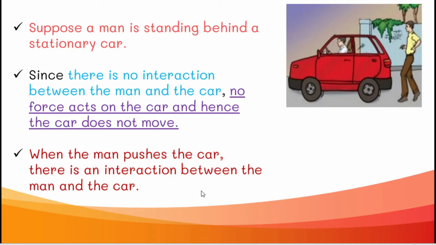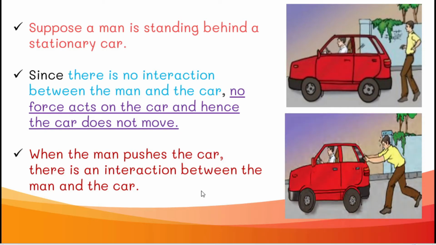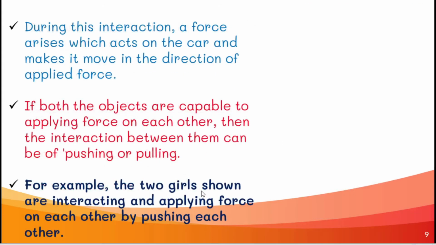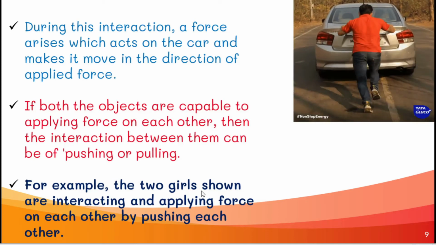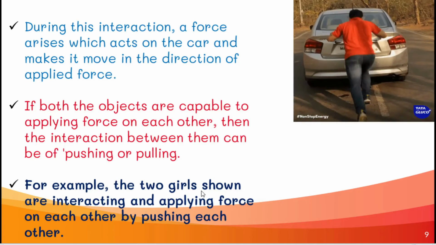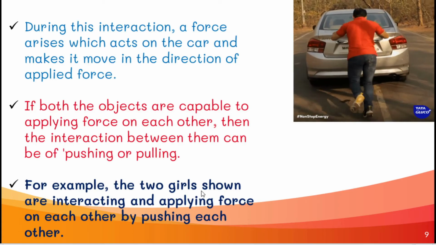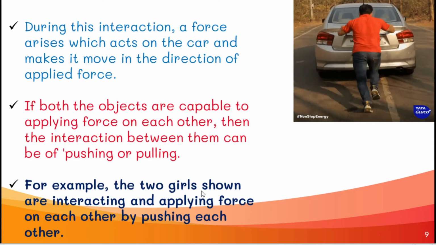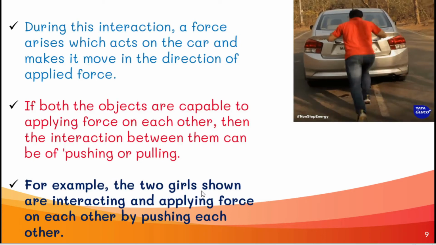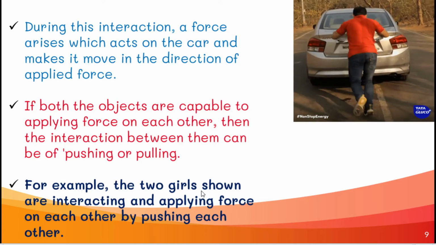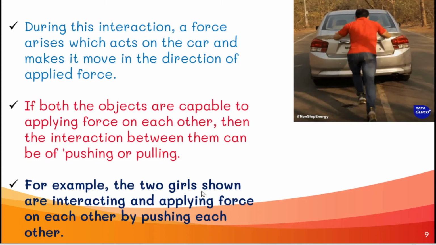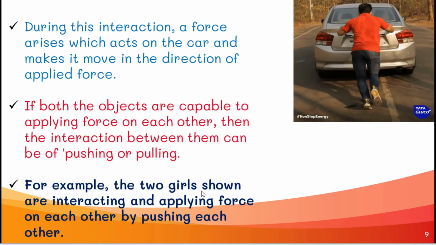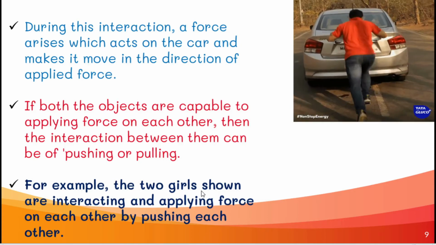You can see in the next point, when the man pushes the car, there is an interaction between the man and the car. You can see the second picture. The man started to push the car. So what will happen? Definitely the car moves from its place, because a force arises which acts on the car and makes it move in the direction of the applied force, because the man is pushing the car. So there is an interaction. Already we know that interaction means at least two objects must interact with each other, and then only the force comes into play. So here the force has come into play, and the car started to move from its place. If both objects are capable of applying force on each other, then the interaction between them can be pushing or pulling. Whatever kind of interaction we give, the result is that forces come into play.